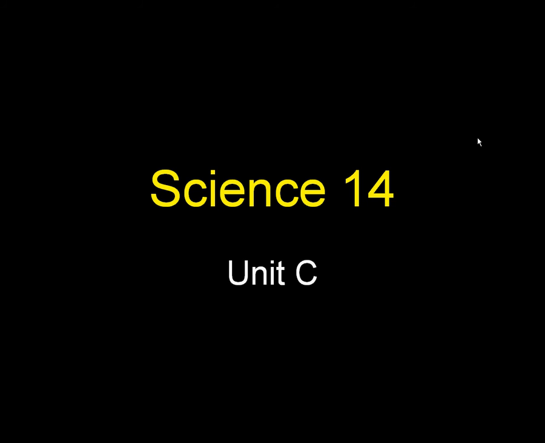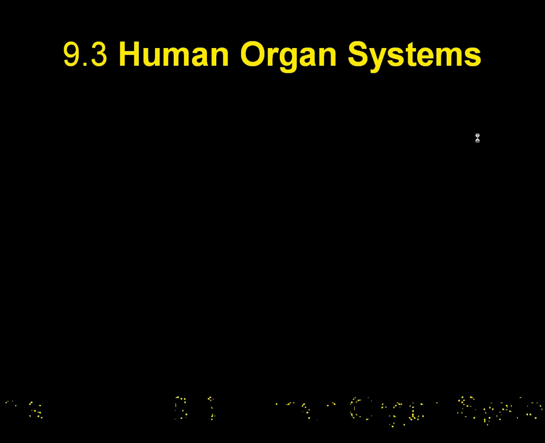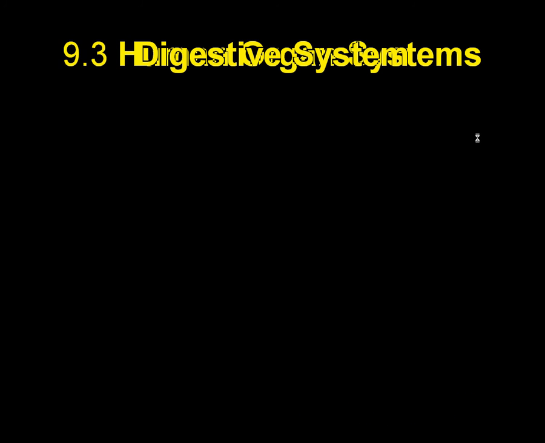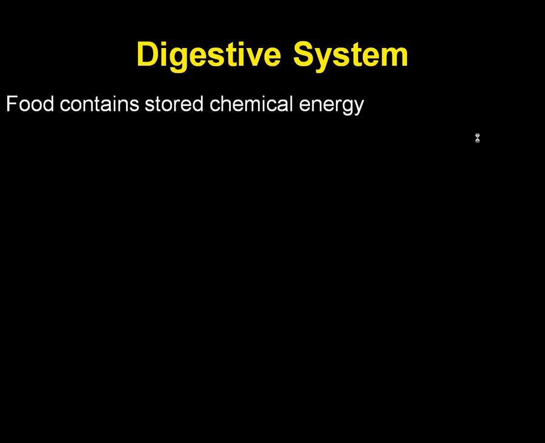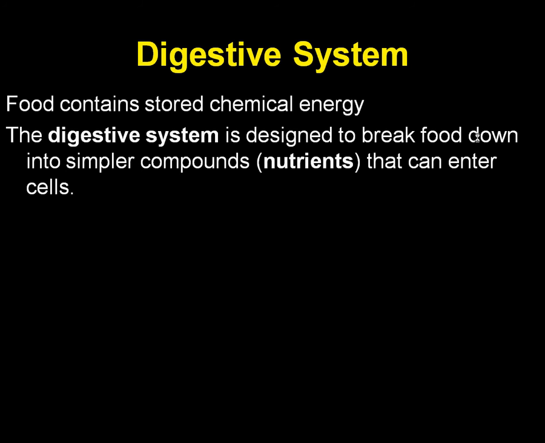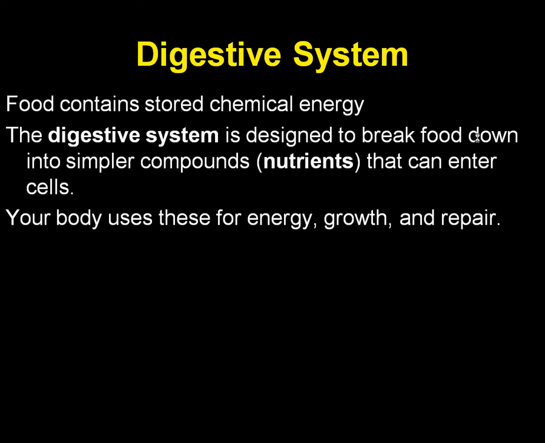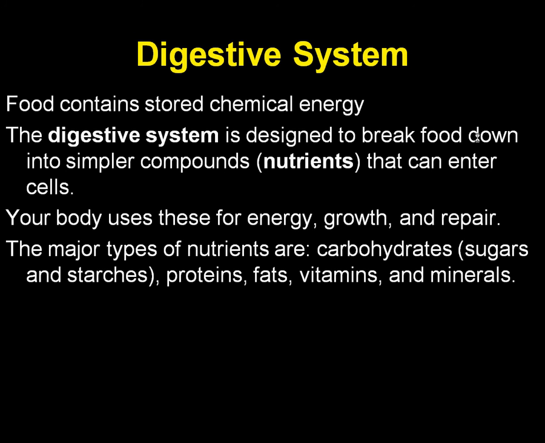Science 14, Unit C, Section 9.3, Human Organ Systems. We'll look at the digestive system first of all. Food contains stored chemical energy, which is why we eat it. The digestive system is designed to break food down into simpler compounds, which are nutrients that can enter into cells. Your body uses these for energy, growth, and repair.